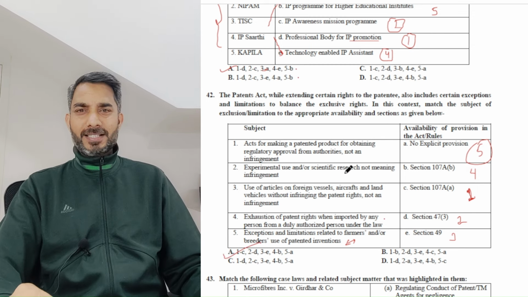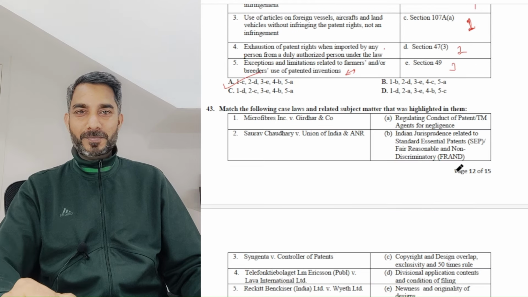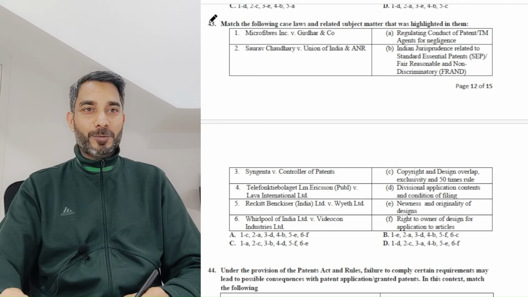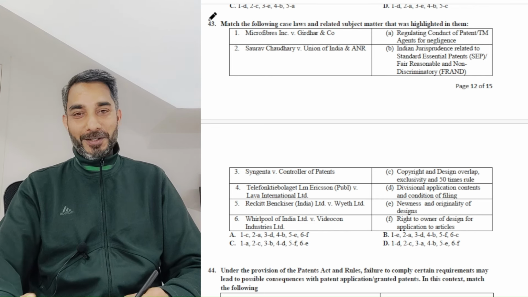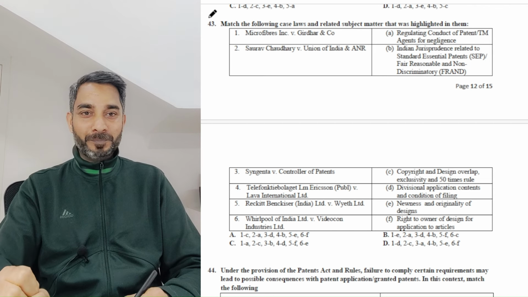Should I discuss or... You know it, right? It's a standard one. Let's go to the next one. Match the following case laws and related subject matter that was highlighted in them. Oh boy, this is typical. You know it, you don't know it, you cannot do anything about it. It's hard luck. So let's see what all we can make out of it.